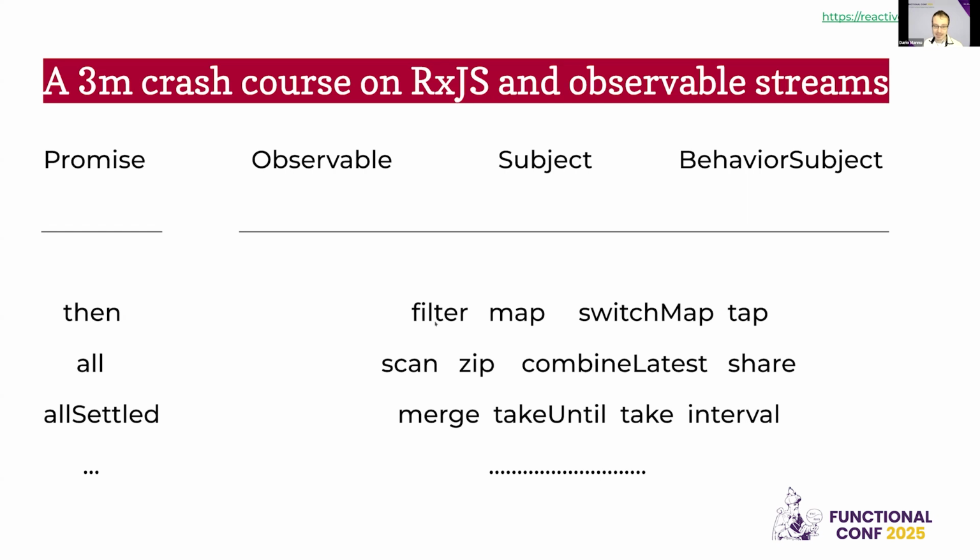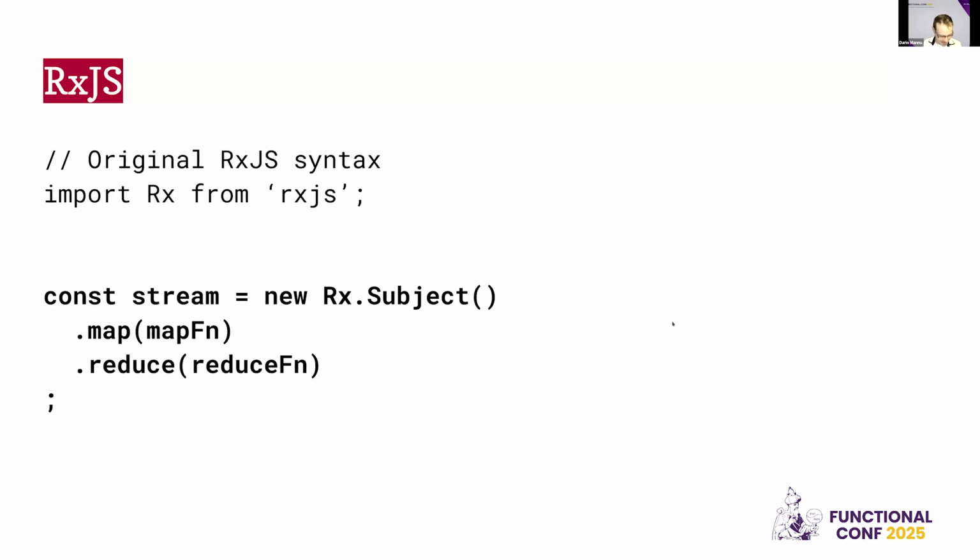Essentially this is filter, map, switchMap, tap. There's plenty, but these are the most common. Of course, this is very short, too short, but that's what it is. RxJS is one of the first, and certainly the most popular such library, to come onto the JavaScript scene. This is what the original format was like.